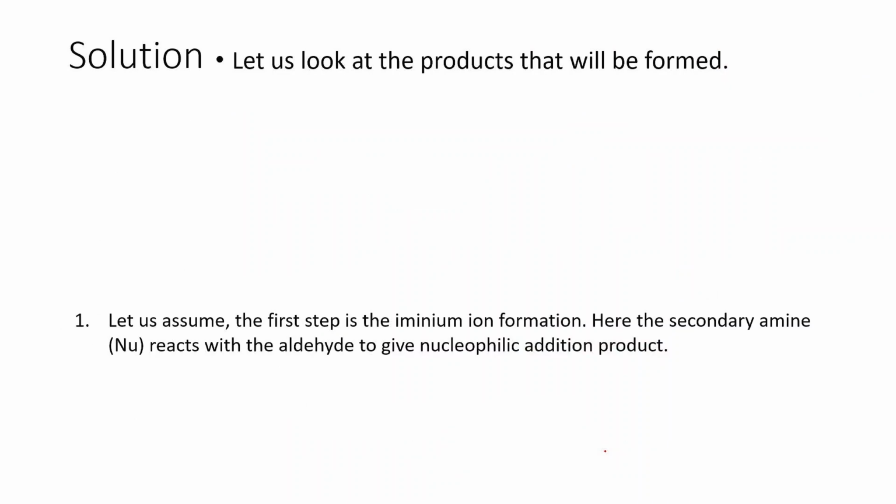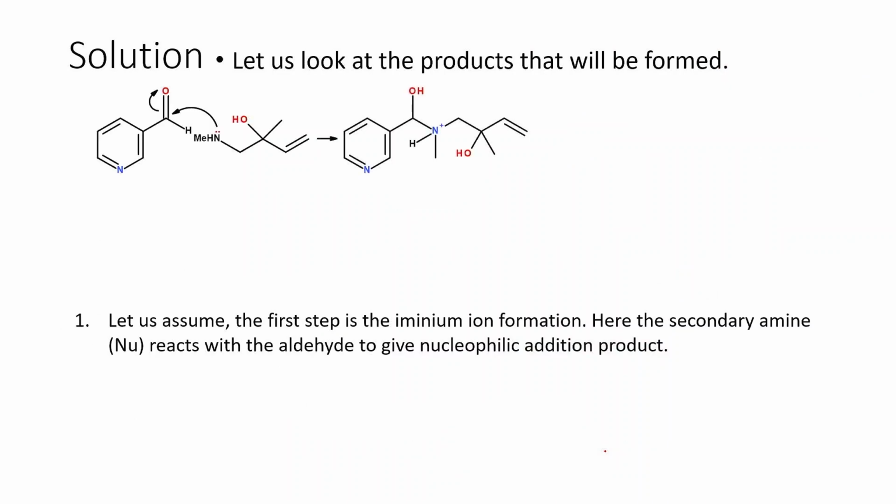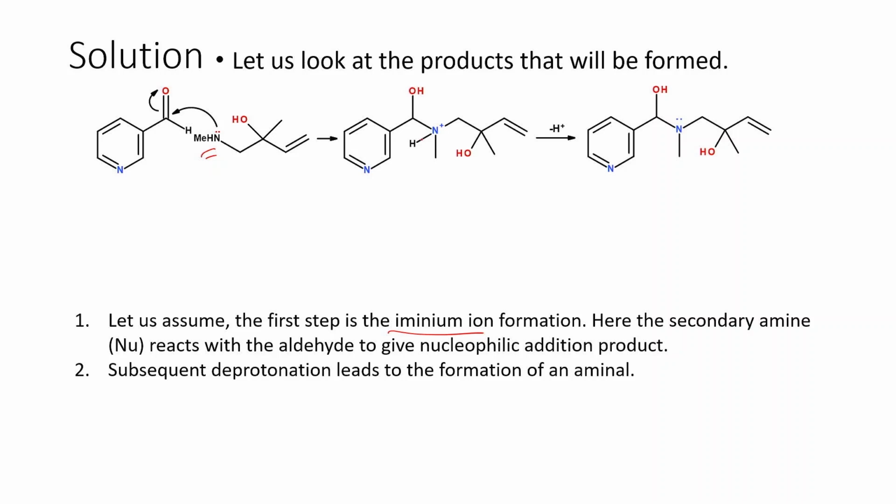So if we assume here, because various options are given, that the first step is the iminium ion formation. Here we have a secondary amine, and we have an electrophilic carbon on the aldehydic unit. So these two undergo a condensation reaction, that is a nucleophilic addition, to give the product, and here the nitrogen has a positive charge, because nitrogen is basically electronegative. So having a positive charge on nitrogen is a little bit unstable.